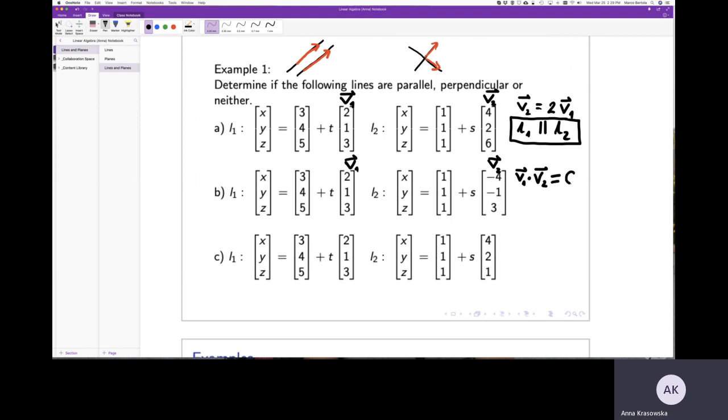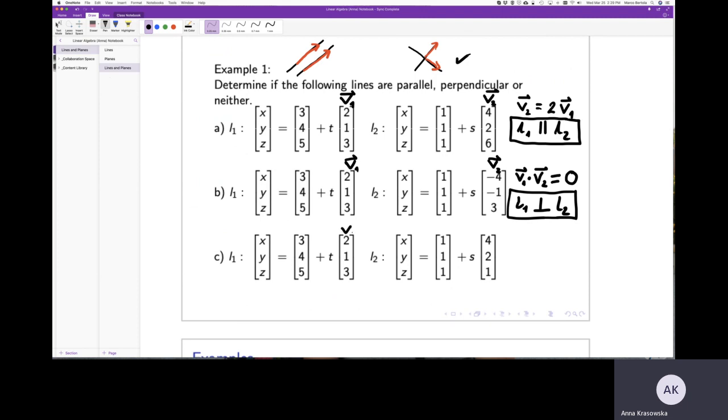I hope you can see it is 0. Okay. Remember, first common component times first, plus second times second, plus third times third. So we are in the second case here. So line 1 is perpendicular to line 2. L1 and L2 are just the names of lines.